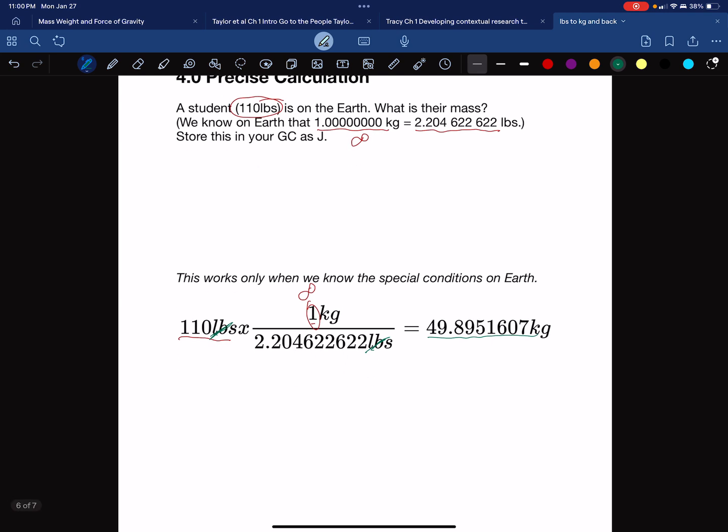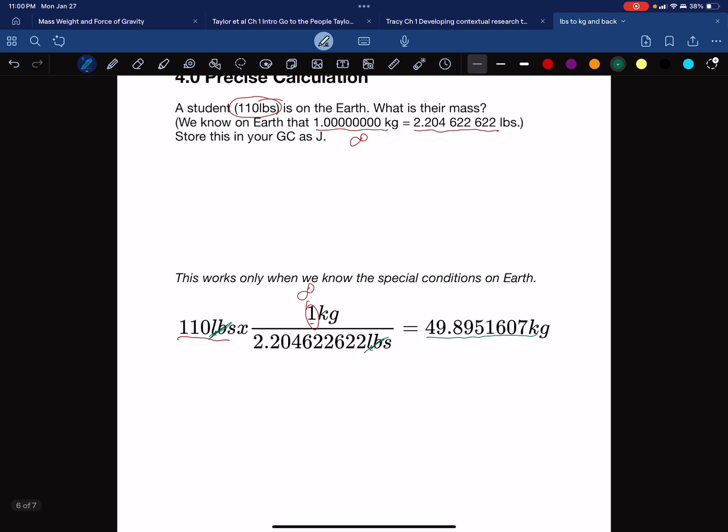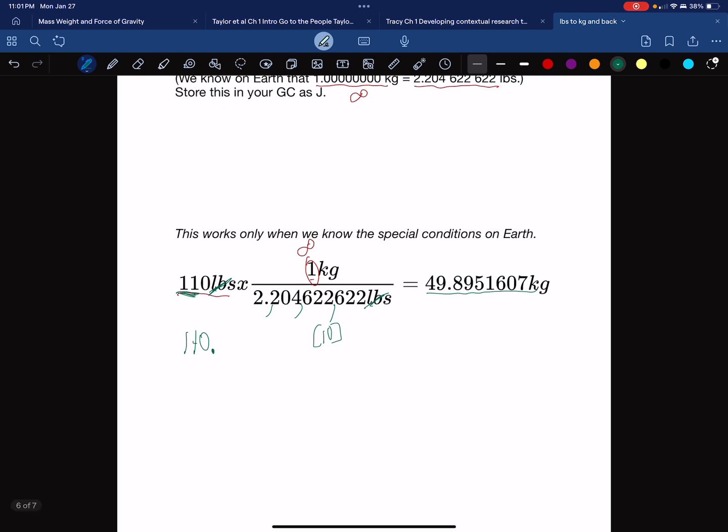Now, we, of course, need to deal with significant digits. This number has 3, 6, 9, 10 digits. And this 110 has 2 digits, just the 1, 1. For 110, the only way we could say it has 3 digits is if they had put a decimal point right there. That decimal point means the 0 is significant. Otherwise, we assume the 0 is not.